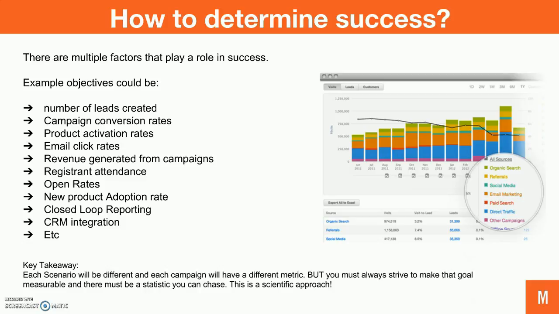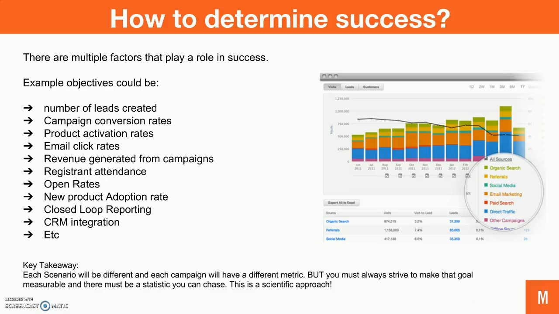So there's always some kind of money involved. So you would be able to actually start tracking how much revenue is coming from a specific journey. For events, you can look at registrant attendance, open rates of emails, new product adoption rate. Closed loop reporting could also be a form of measuring success. So how many customers I managed to convert on a specific campaign. CRM integration is actually a line item that's imperative for success, because, like I mentioned, you need to close that loop. So closed loop reporting and CRM integration work hand in hand.